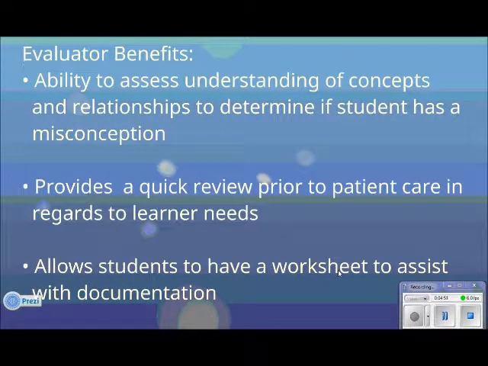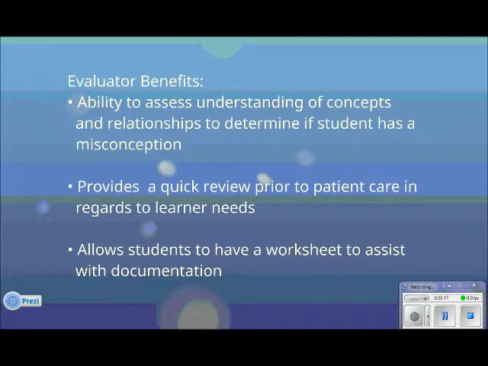The benefits to concept mapping include the ability to assess an understanding of concepts and relationships to determine if students have either a misconception or a full understanding of the topic. It provides a quick review prior to patient care in regards to learner needs. This can easily be reviewed in a pre-conference setting. And it also allows students to have a worksheet to assist with their documentation.